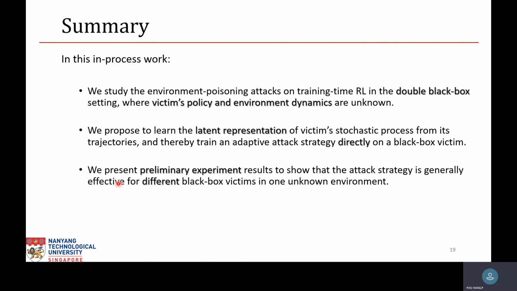In this work, we only present a preliminary experiment to show the attack strategy is effective for different black box victims in one unknown environment. And in the future, we will evaluate our proposed method in more complex and more realistic environments.